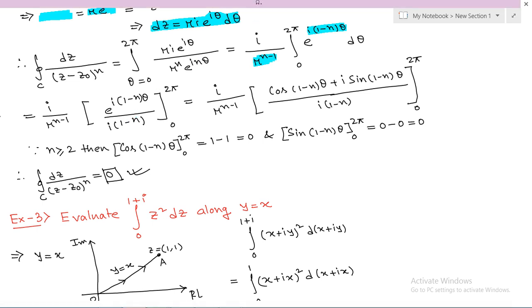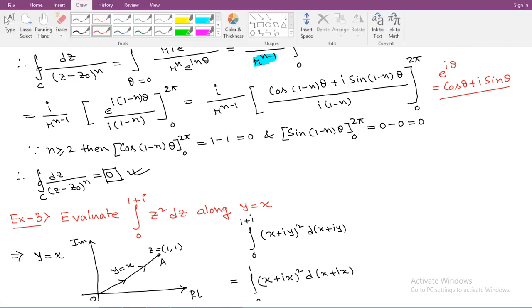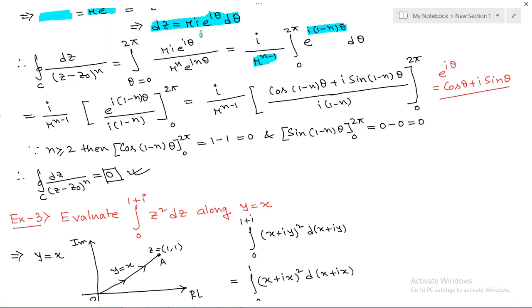Now all of you know Euler's formula. What is Euler's formula? e to the power i theta can be written as cos theta plus i sin theta, right? So that is known as Euler's formula. Using this formula, we can write e to the power i(1 minus n)theta as cos (1 minus n)theta plus i sin (1 minus n)theta over the limit 0 to 2 pi.